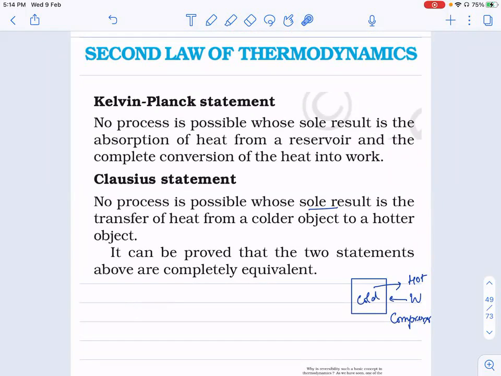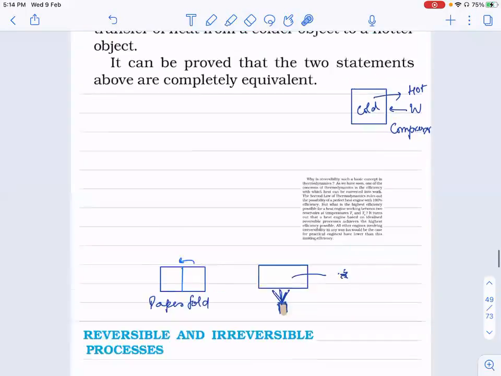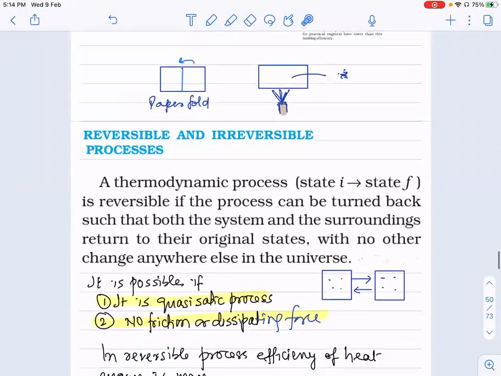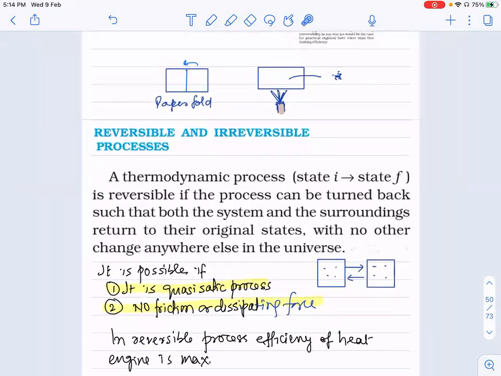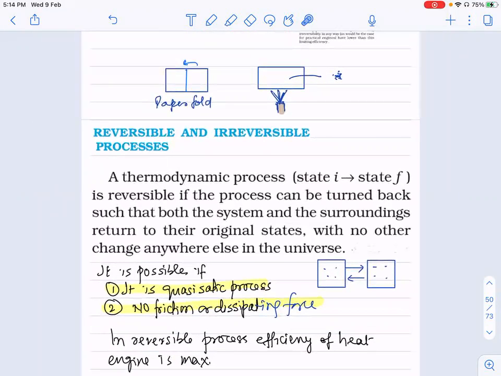And finally, reversible and irreversible process. इसके लिए suppose हम, if we take two examples, reversible: suppose this is a piece of paper, उसको आप fold कर दीजिए, and again you can unfold it. We can reverse the things. उसको fold कर दिया, फिर unfold कर दिया, so it is reversible.